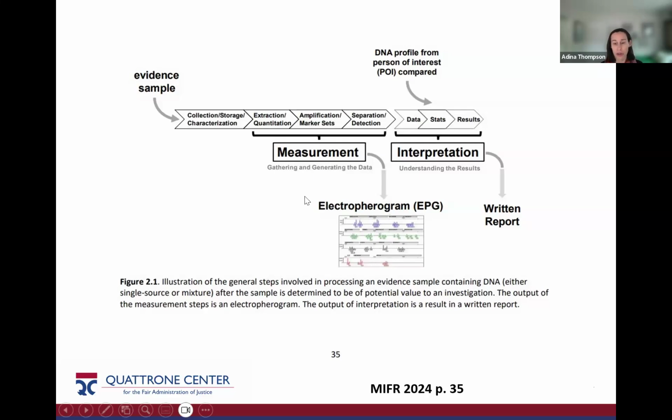It looks like a multicolored graph. After you generate the electropherogram, you have another phase. That's the interpretation phase. That's using the electropherogram to understand the results. You might see this as a written report. You might also see this as an allele chart, where an analyst is going through and figuring out whether certain peaks are real data or whether they're noise. So this is a graphic way that you can understand this.